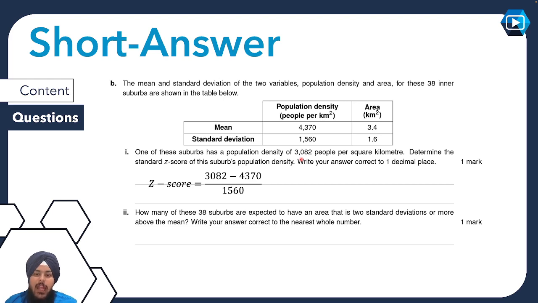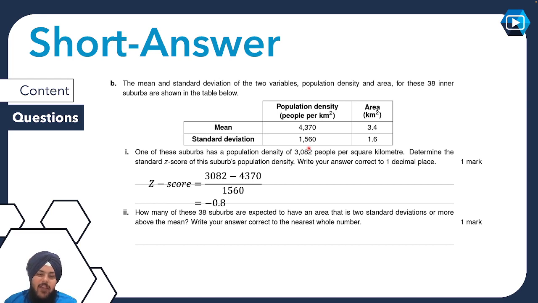In this case, the x value that we have is 3,082. Our mean, as determined from this table, is going to be 4,370, and our standard deviation is going to be 1,560. So therefore, our answer here will be negative 0.8. And then question I asks us to interpret what this value means.